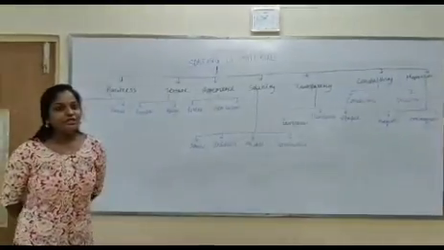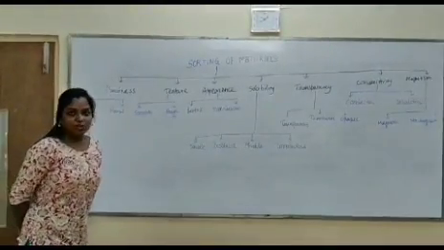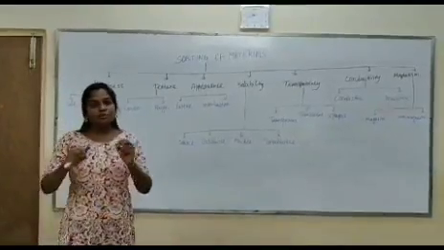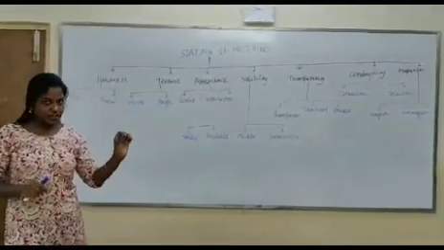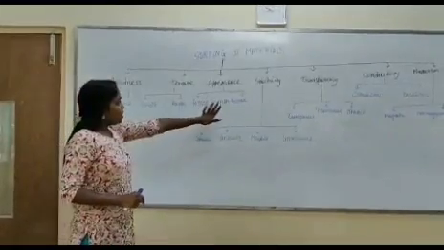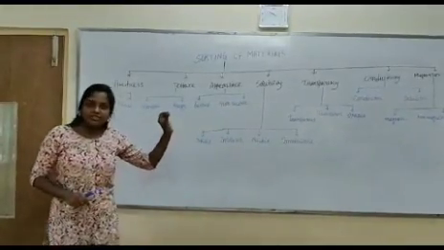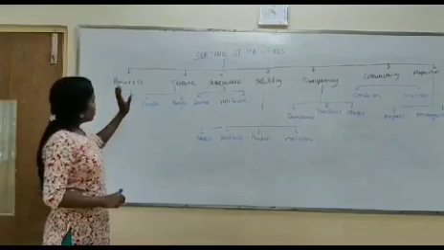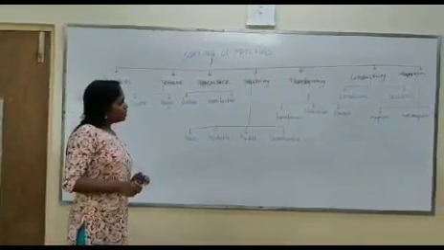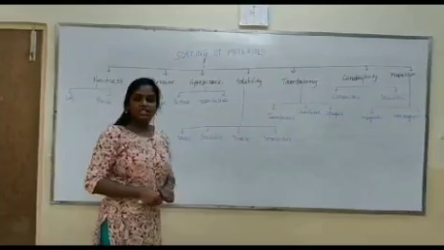Good morning, students. So today's topic is sorting of materials, meaning the classification of materials into different categories. Usually there are some categories I have already discussed in class, and the main characteristics of materials are hardness, texture, appearance, solubility, transparency, conductivity, and magnetism.